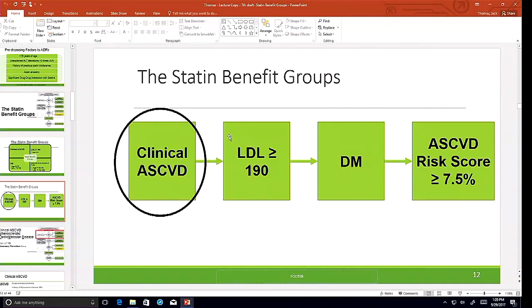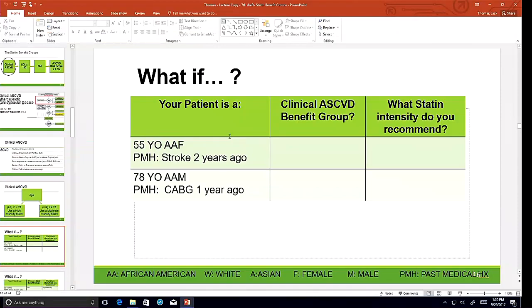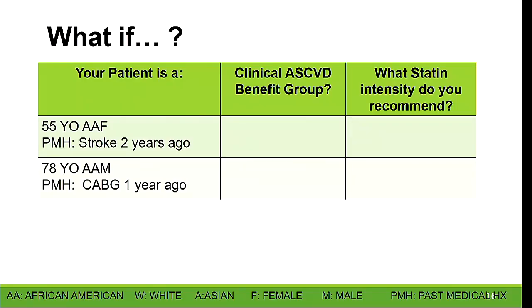A statin won't help high blood pressure. It'll just stop the heart attack that happens after the blood pressure. All right. So like we said, yes, they do meet the criteria for the group, and they get a high intensity.